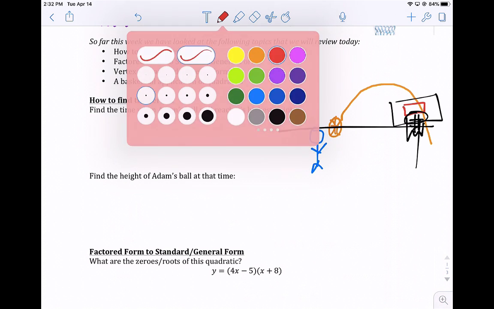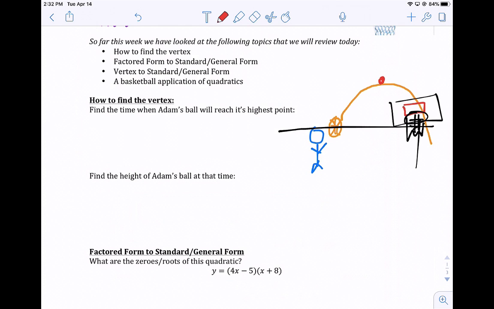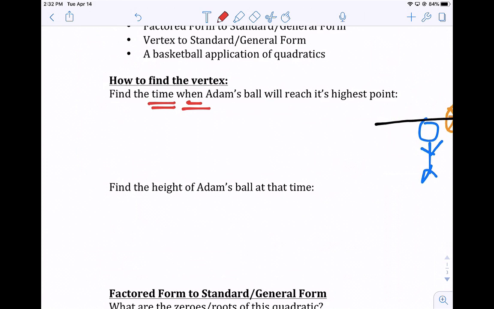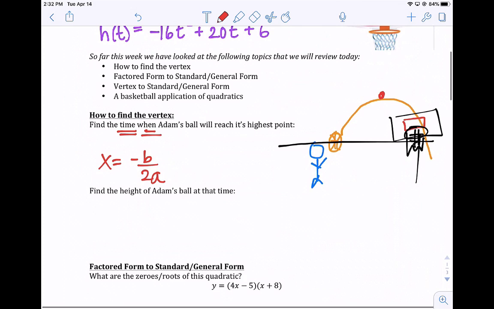We're looking for the vertex. When does it reach its highest point? So the time when it reaches its highest point, that's the vertex. It's the x value of the vertex. It's x equals opposite b over 2a. So we just have to identify what a and b are.